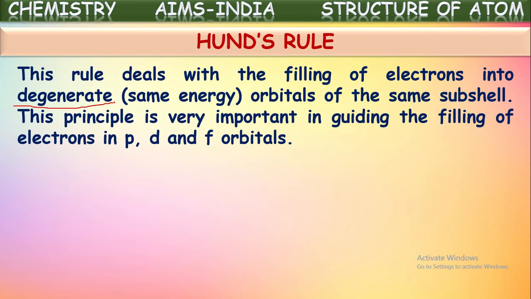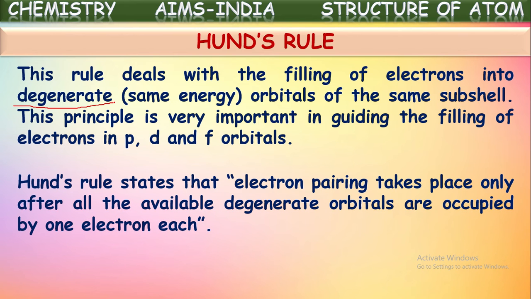For example, the s subshell has only one orbital, so there is no confusion. But higher subshells like p, d, f contain more than one orbital. We know the p subshell has three orbitals. How many orbitals will be there in the d subshell? Five orbitals, isn't it? The f subshell has seven orbitals. How these orbitals in a subshell are filled, in which order, is explained in Hund's rule.